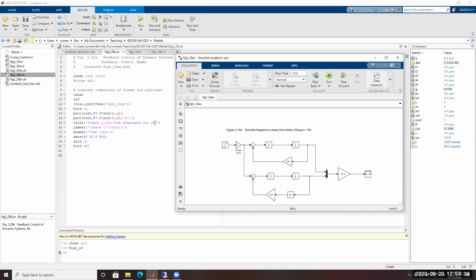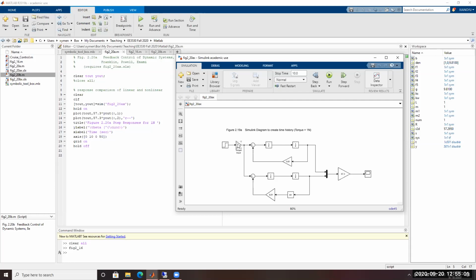Then we can give the title, xlabel, ylabel. We can limit the axis, the size of the axis. The time will be from 0 to 10. The degree is from 0 degrees to 50 degrees. We have grid on, then hold off, and the two figures will be drawn in different plots.